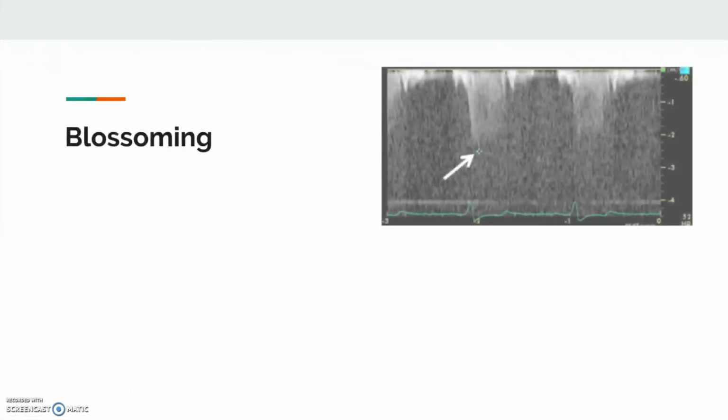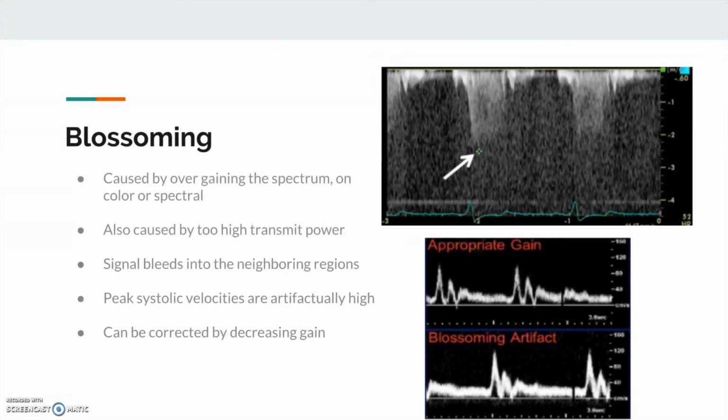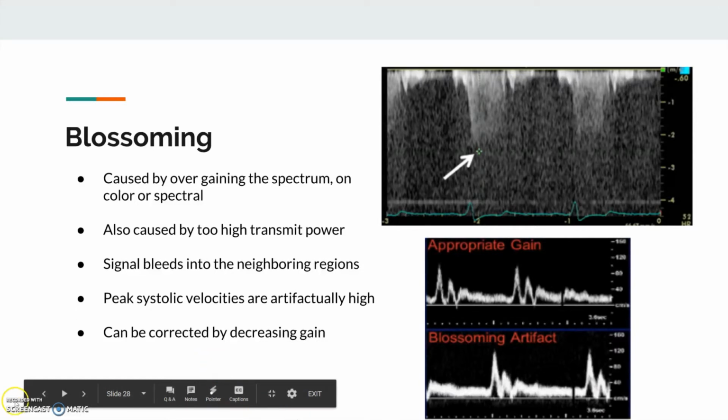Now I'm going to talk about blossoming. Blossoming is caused by overgaining the spectrum on a color or a spectral image, also caused by too high of a transmit power. This signal, as you can see in the top image, bleeds over into the neighboring regions. Peak systolic velocities are artificially high, as you can see in the bottom image, and this can be corrected by decreasing the gain.